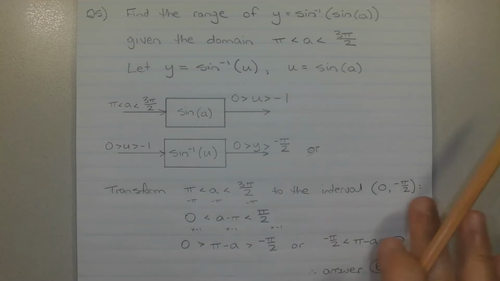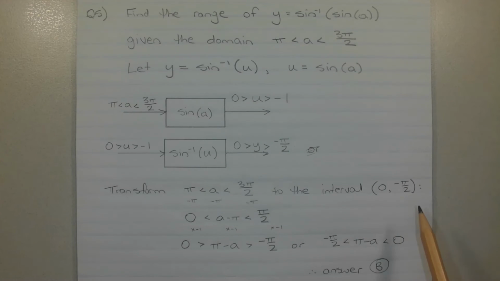But we want negative pi over 2, not positive pi over 2, to correspond to negative pi over 2 there. The way we can do that is to multiply each of these terms by -1 to turn this pi over 2 into negative pi over 2. Don't forget to switch the direction of the inequality signs. Now 0 times -1 is 0. A minus pi times -1 is pi minus A. And pi over 2 times -1 is negative pi over 2. We can express the inequality in this way: pi minus A is greater than negative pi over 2 and less than 0. Therefore, the answer is option B.